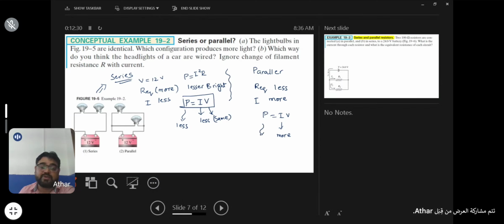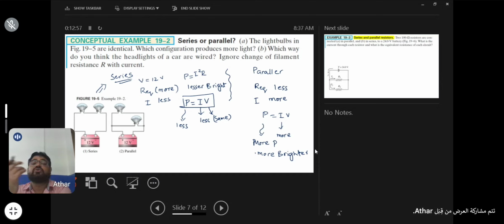So automatically more power is consumed. More power means you will have more brightness. More power, the brighter these will be. I am comparing both of these lights. Which configuration produces more light? Part A says parallel will have brighter light as compared to series.